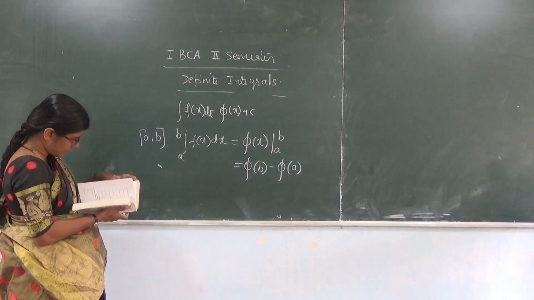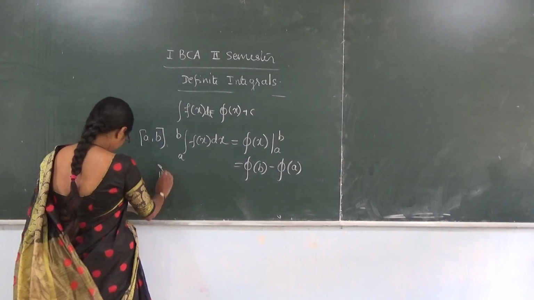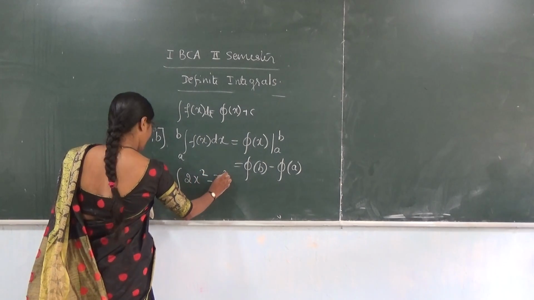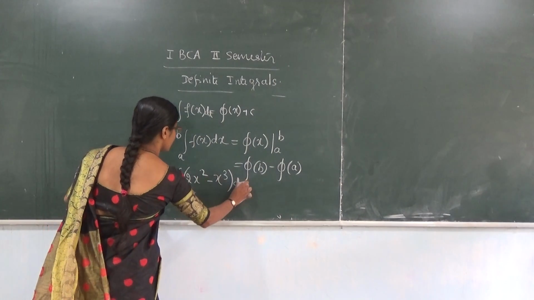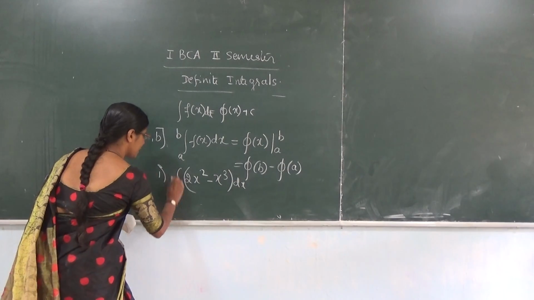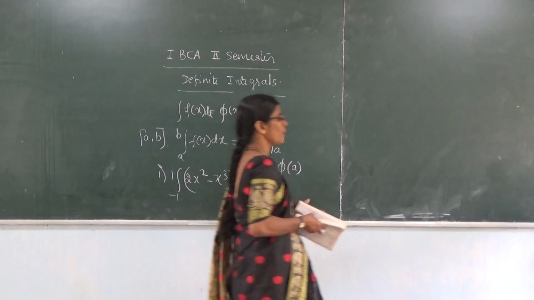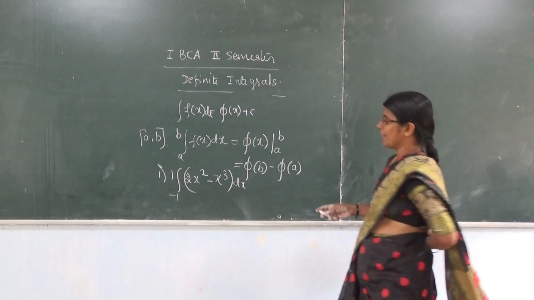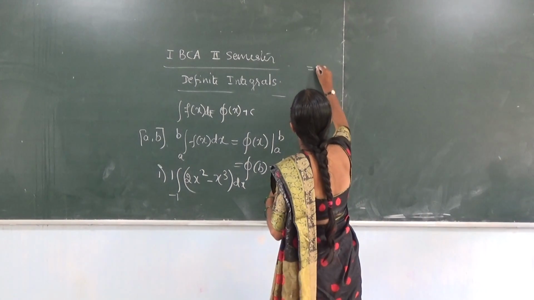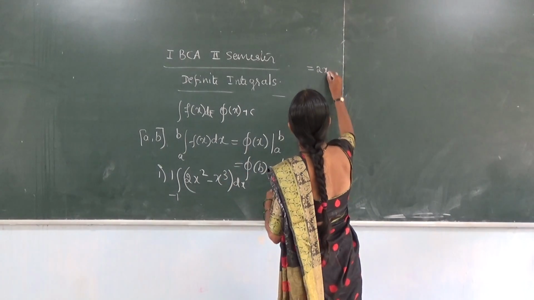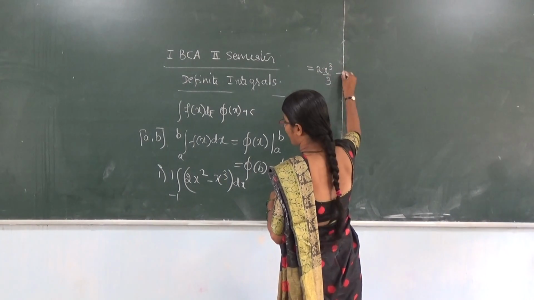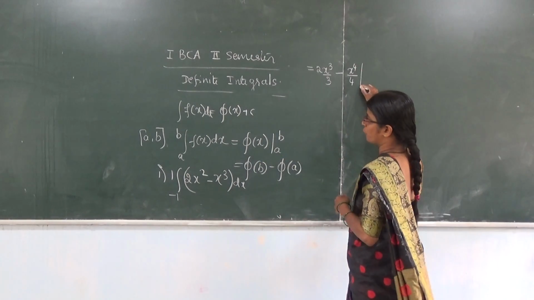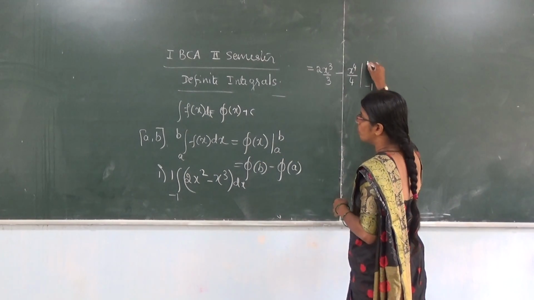First one: consider the integral of 2x square minus x cube with respect to x from minus 1 to 1. So here the 2 is a constant, keep it as it is. The integral of x square is x cubed by 3. The integral of x cube is x to the power 4 by 4, from minus 1 to 1.